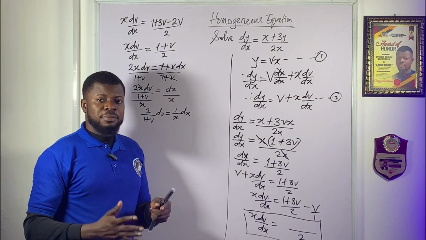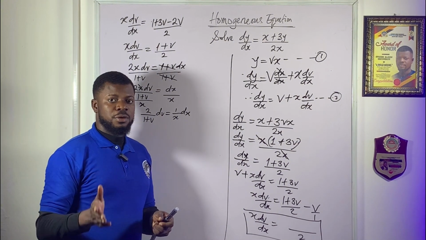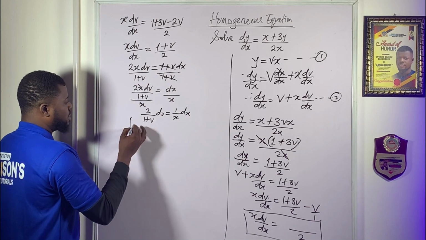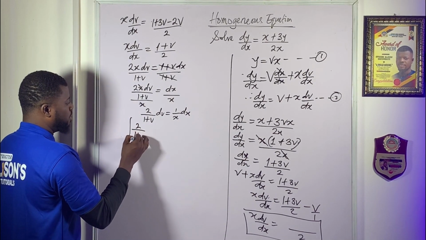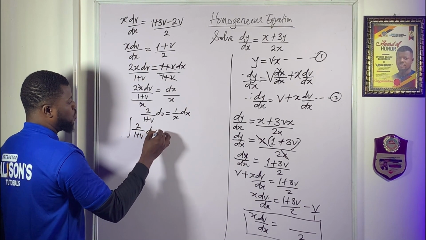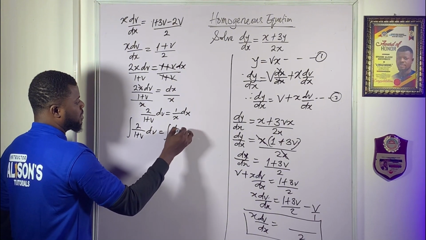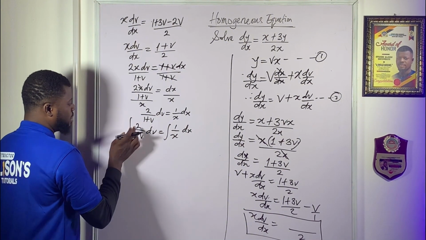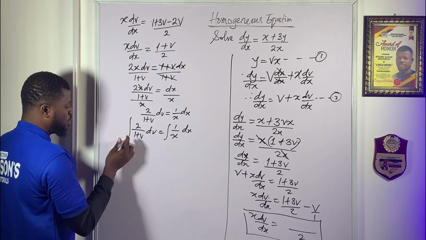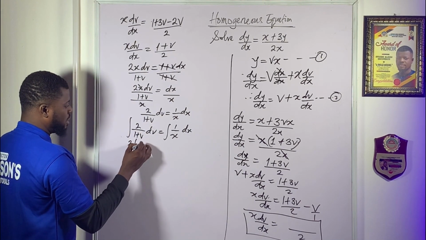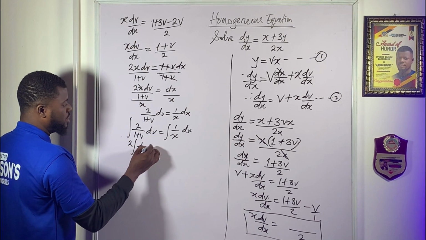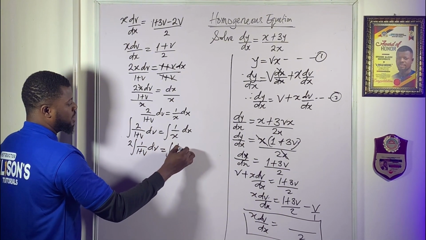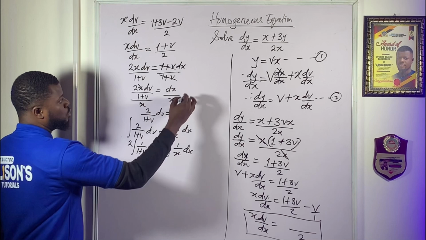So what next? Immediately to finish with separation of variable, what you need to do is to integrate. So let's add the integral sign to 2 all over 1 plus v dv equal to the integral of 1 over x dx. And of course, I need you to know that this 2, which is constant, can come in front of the integral sign, so that we have 2 times the integral of 1 over 1 plus v dv equal to the integral of 1 over x dx.